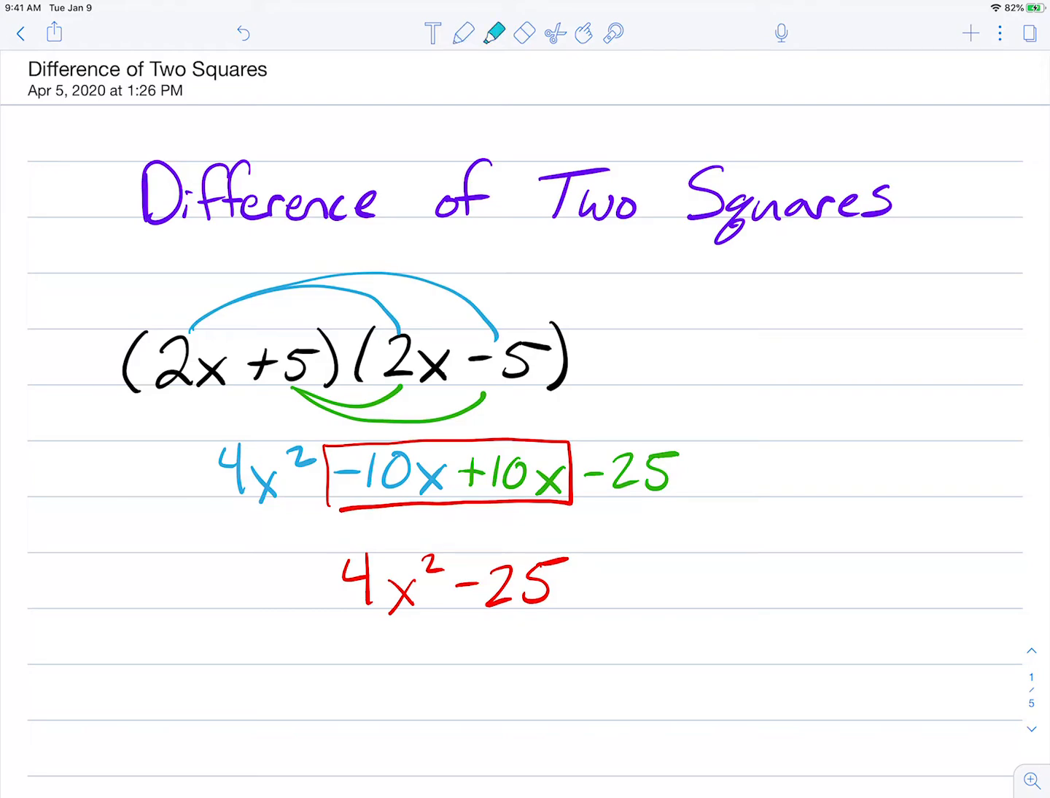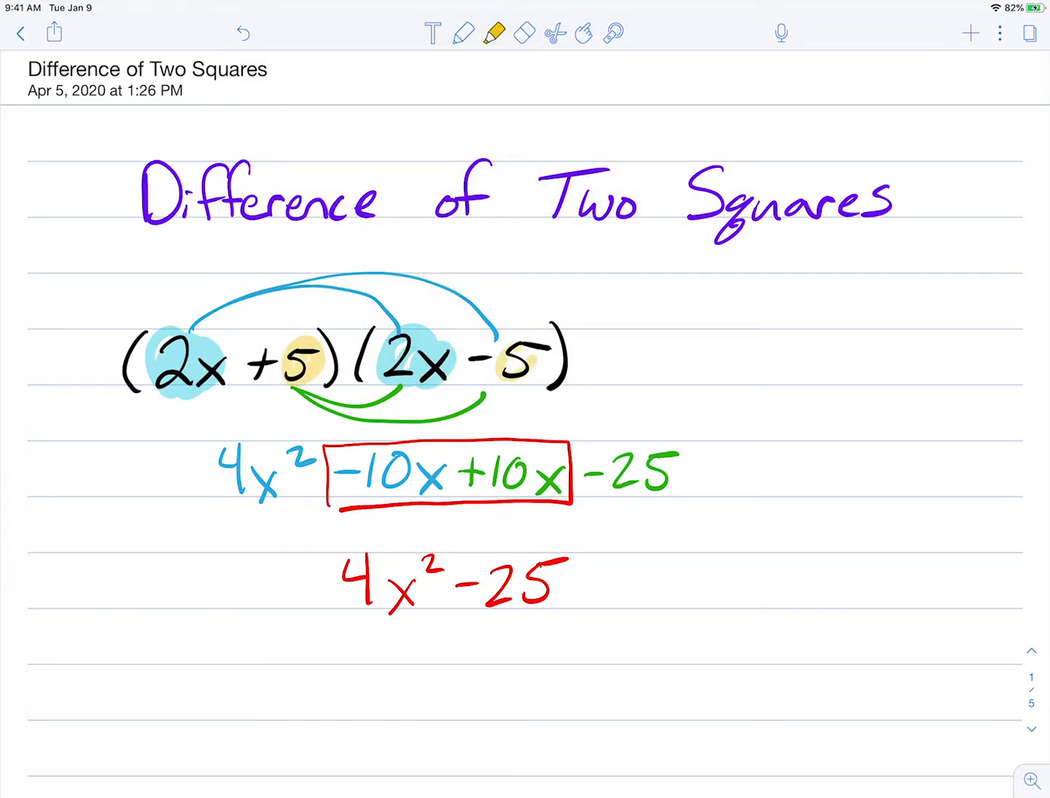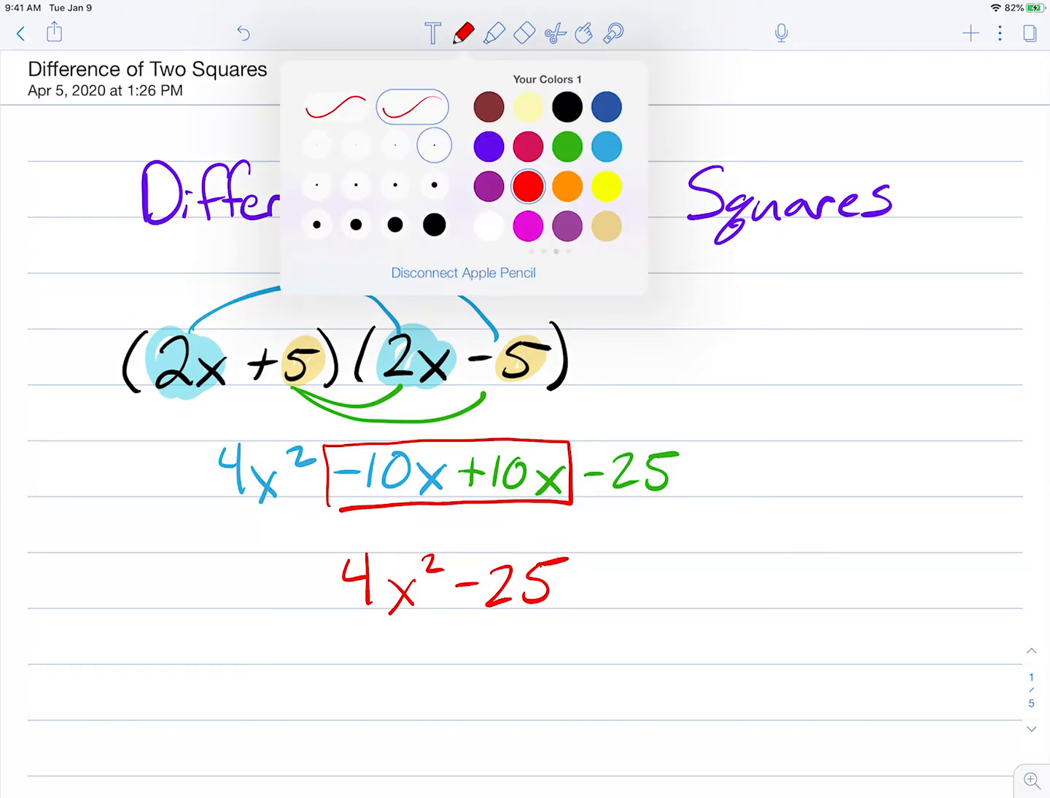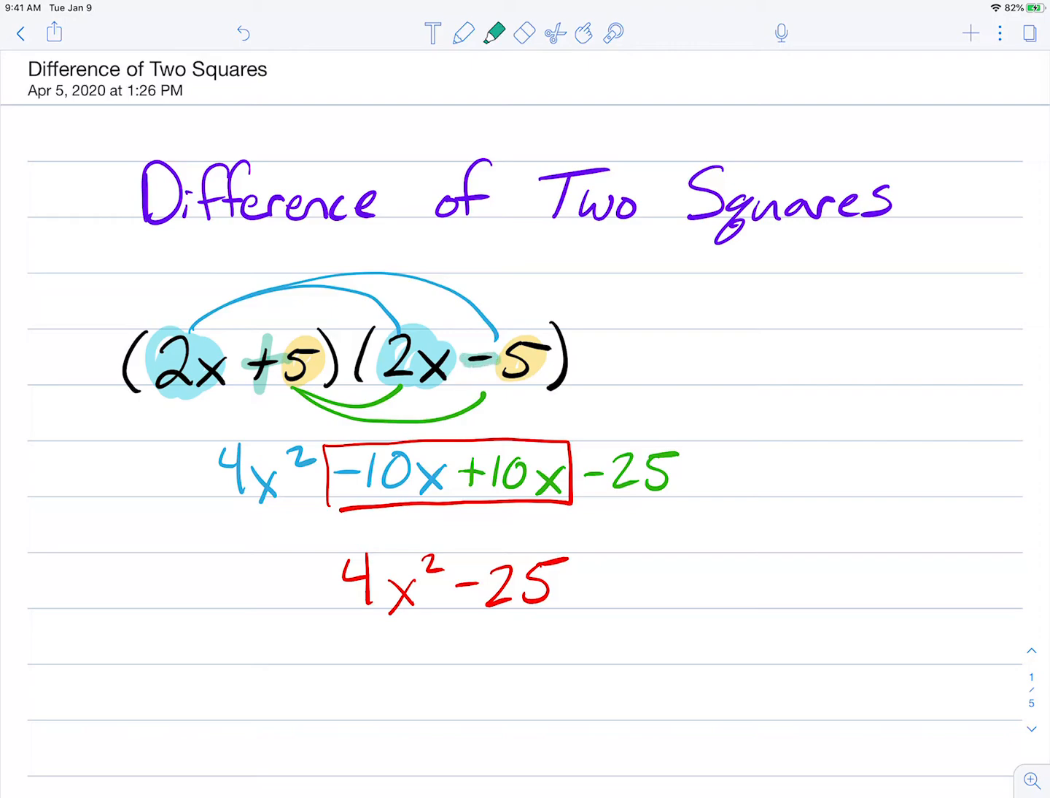If you look at the original problem, the first terms are the same, so they both start off with a 2x. The second terms are both 5s. The only difference is that one of them is a plus and one of them is a minus. All of the answers for today's difference of two squares are going to have the same structure. They're essentially the same binomial, but one's a plus and one's a minus.